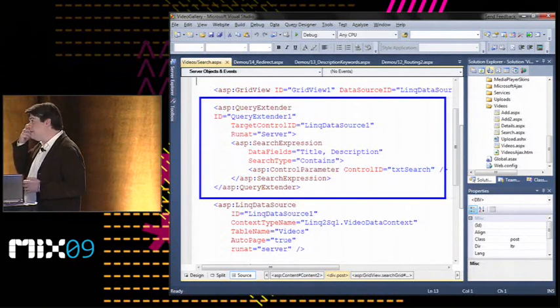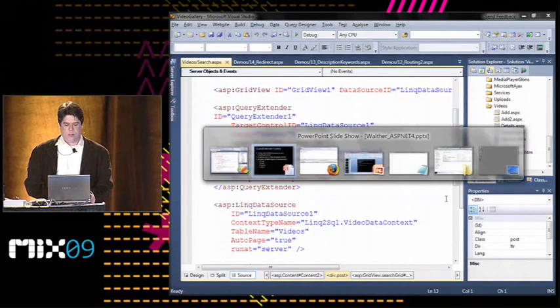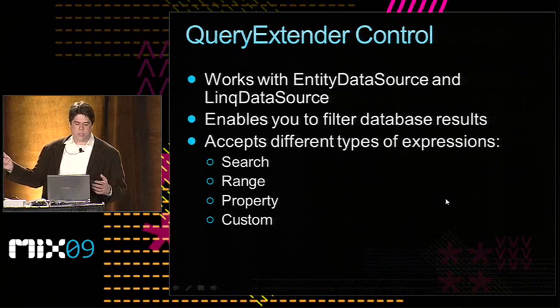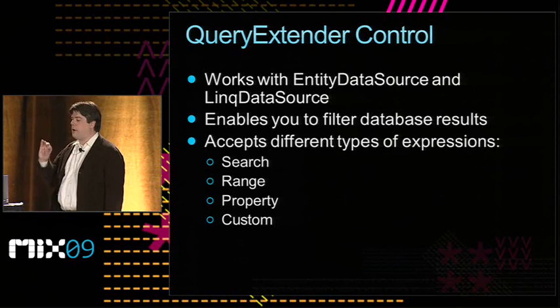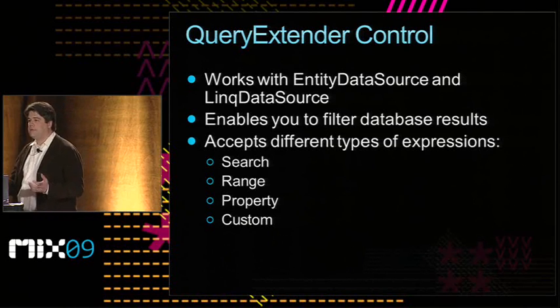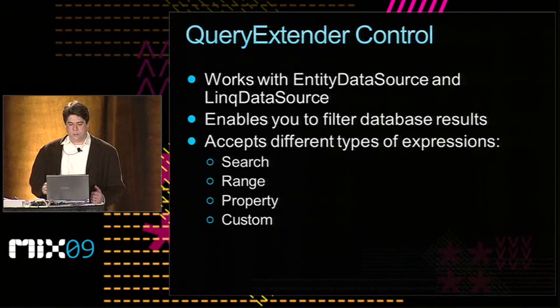Now, there's a lot of different types of expressions you can use here. I happen to be using the search one. You can also use a range expression if you want to filter by a range of values. You can also filter where a property has a certain value. Or you can even write your own code and come up with a custom filter expression if you wanted to. So it gives you an easy way to declaratively filter out your results when you're doing a query.